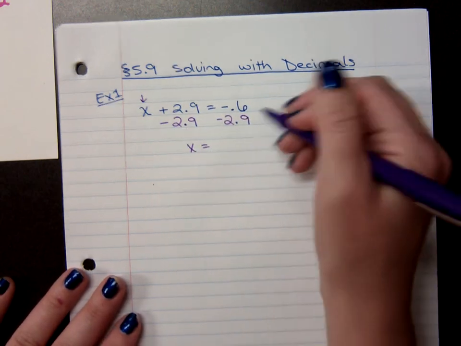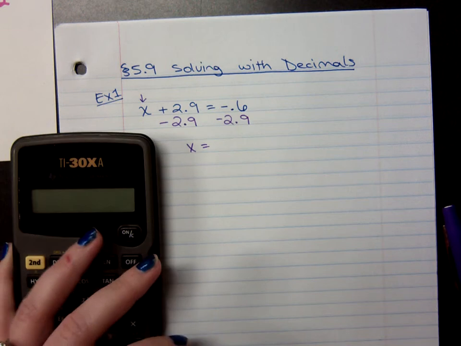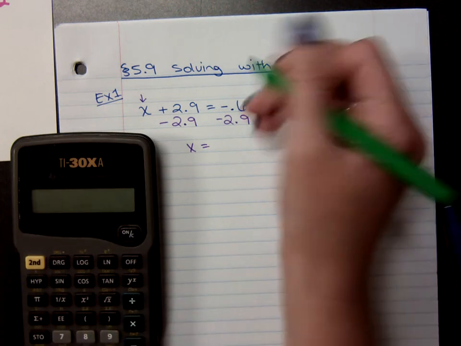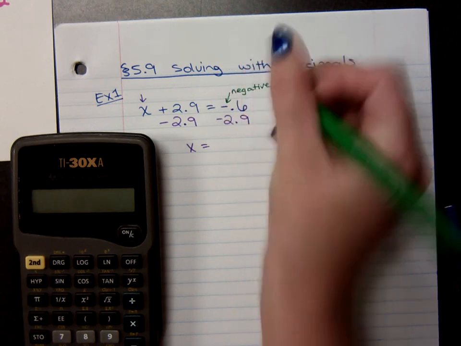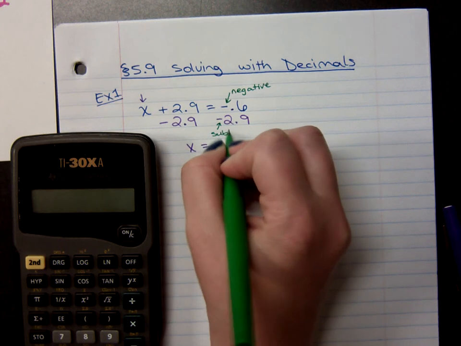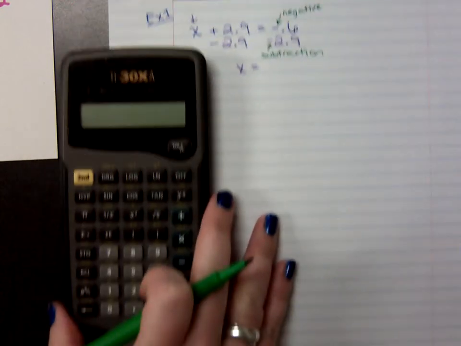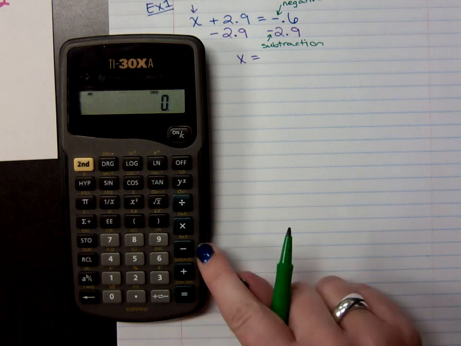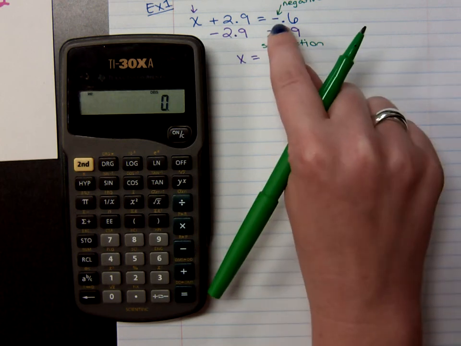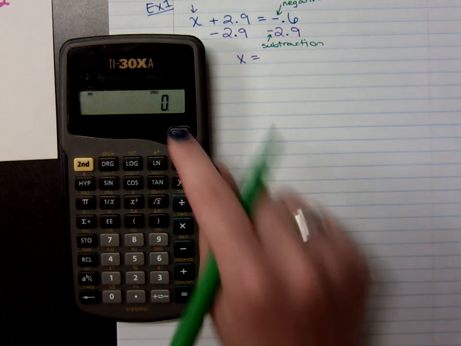That gives us, you have to be careful if you're going to use the calculator. The calculator distinguishes between a negative and a minus, or subtraction. This is a negative sign. This is a subtraction sign. Each calculator is a little different, but it has a button for the negative sign, a different button for subtraction. So we are doing negative 0.6 minus 2.9. So be very careful here.